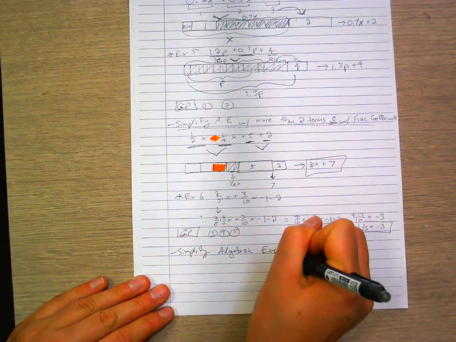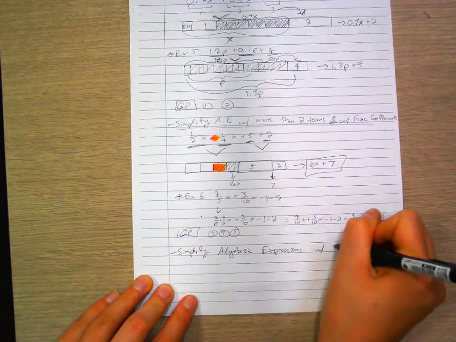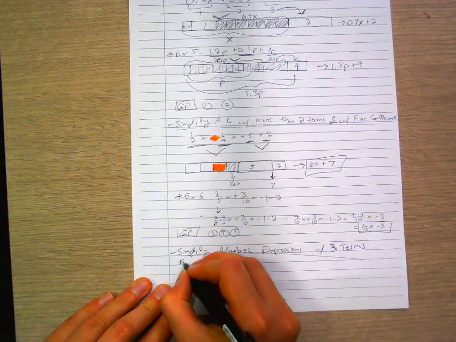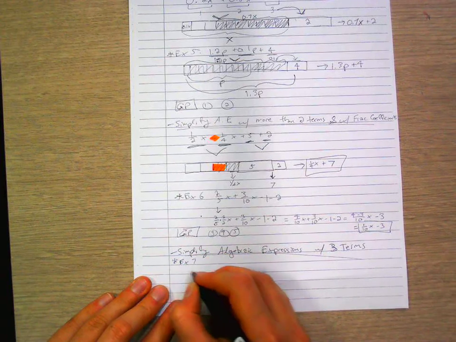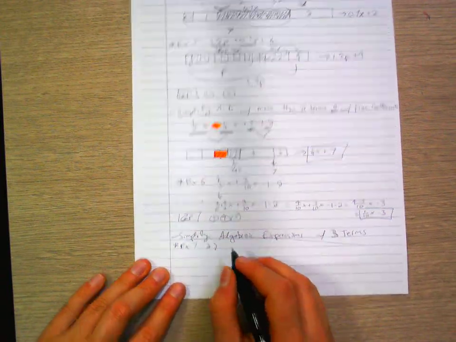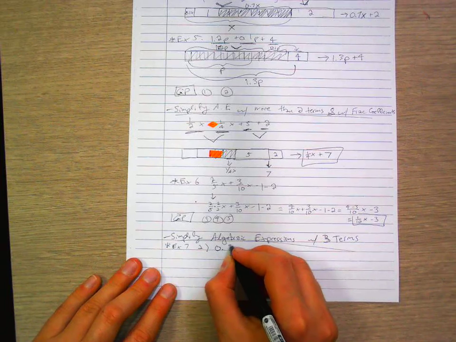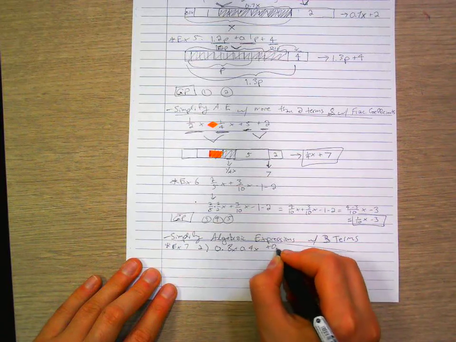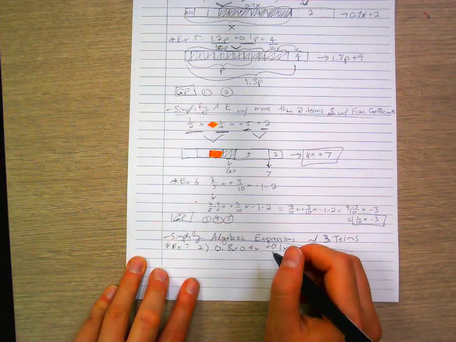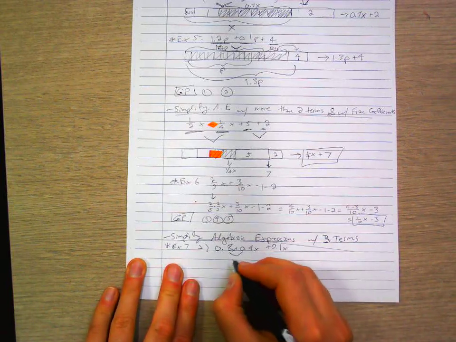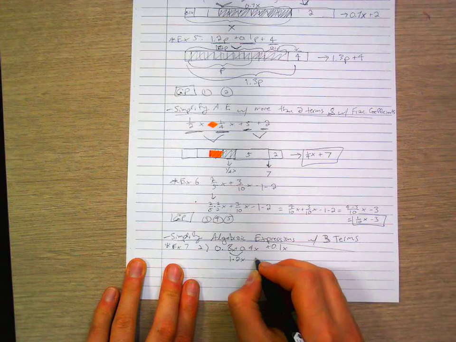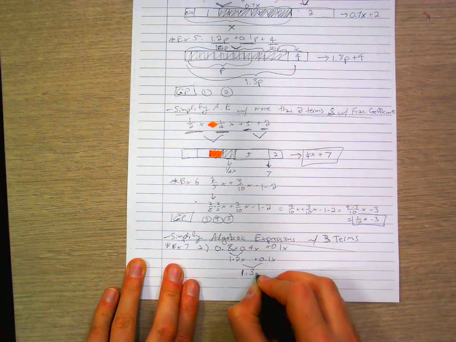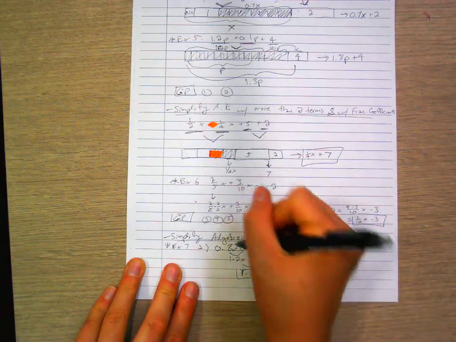Now we have 3 terms, so let's simplify that. Example 7. A says 0.8 plus 0x plus 0.4x plus 0.1x, and to add these, we can simply add the first two, and that becomes 1.2x plus 0.1x, and then we add these, and that becomes 1.3x total. So we can just simplify these together. Those coefficients, remember you keep the x the same.